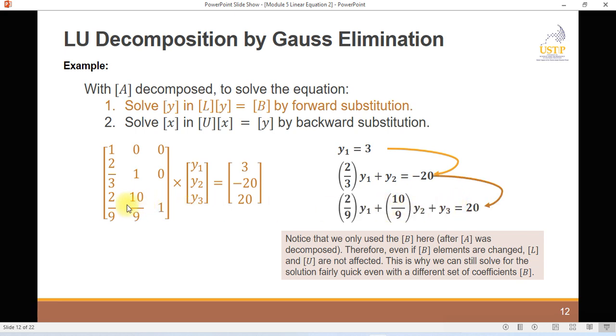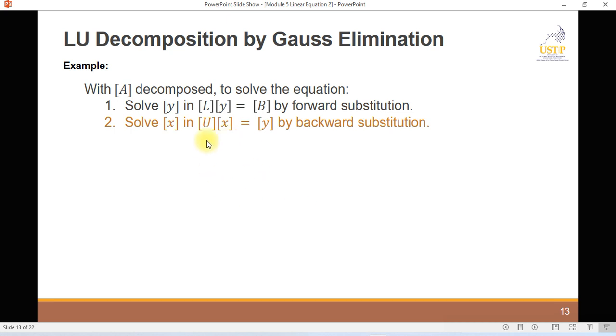For the third row we have 2 over 9 y1, then 10 over 9 y2, and then y3, which is equal to 20. Whatever value we have for y2, you will substitute it here, and also the value of y1, to solve for y3. In result, we have y1, y2, and y3 being equal to 3, negative 22, 334 over 9 respectively. Given that we already have the value for matrix y, we can now solve for x using backward substitution.